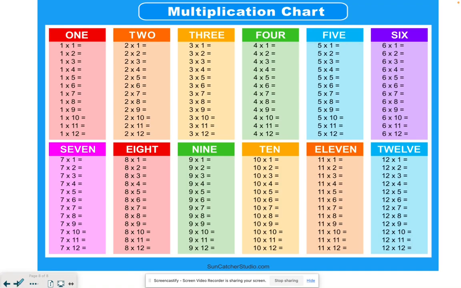Here are some charts that are broken out by each fact. So I have my ones fact. 1 times anything is the anything. So 1 times 1 is 1. 1 times 2 is 2. 3, 4. And I can go on down the row. I can work on my skip counting if I needed to. 2 times 1 is 2, and I start skip counting: 2, 4, 6, 8, 10. And I can get my charts filled in. I could skip count by threes: 3, 6, 9, 12. And I could do this for each type.